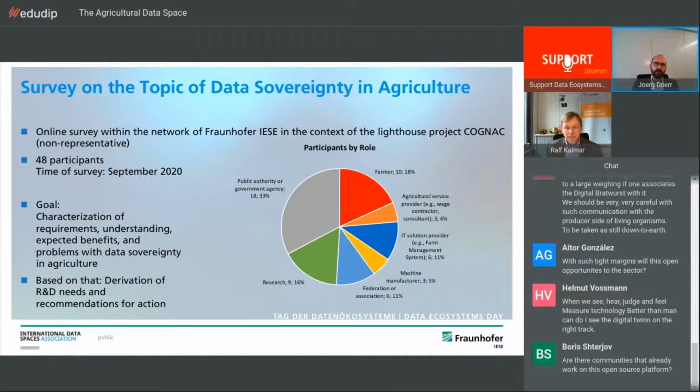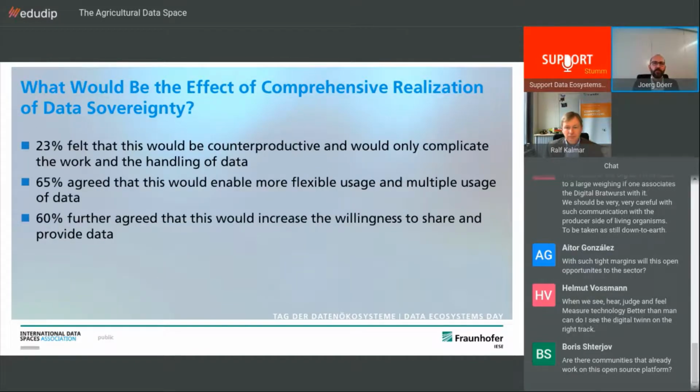And you see it's a good distribution of different roles that participated in there, and we wanted to see what effect it would have if data sovereignty would be comprehensively realized. So if it would really be there in an agricultural data space. And you see, it's not a concept where all people agree that you want to have it. 23% felt that this could even be counterproductive and would complicate the work and the handling of data if there is such an instrument, like you can control where the data is flowing and how the data is used. So we have to be very careful if we introduce such concepts that it will not make our work more complex, that it is a usable, easy to use mechanism providing benefit and not hindering you with your work.